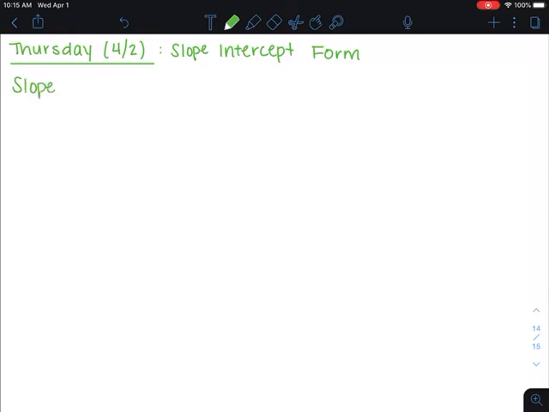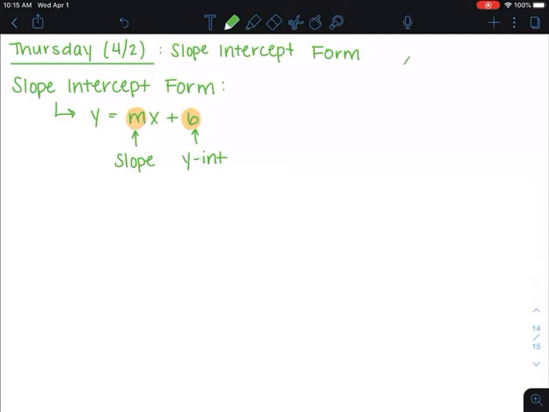Alrighty, so slope-intercept form. It is an equation and it looks like this: y equals mx plus b. This equation is when you graph a line. M and b are special. M is your slope and b is your y-intercept. A y-intercept is where your line will cross the y-axis.